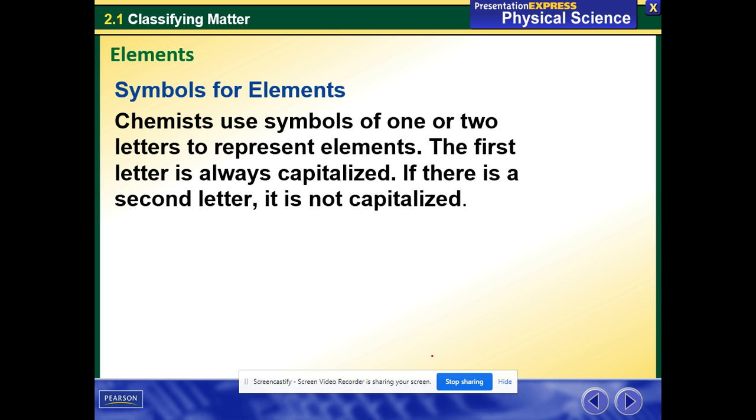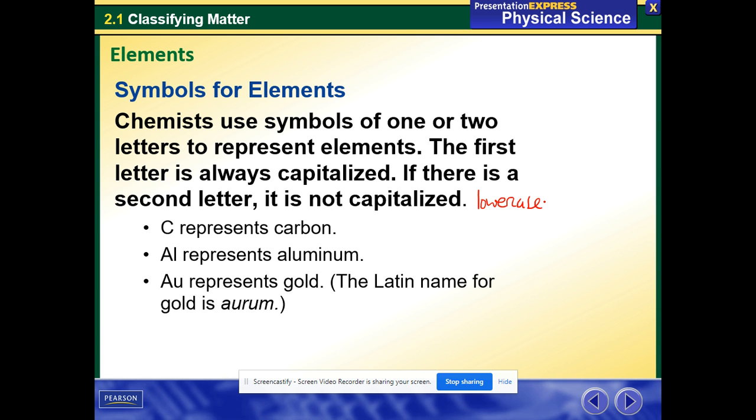So I kind of gave a brief overview that elements get symbols. Chemists use symbols of one or two letters to represent these elements. That first letter is always capitalized, and the second one is always going to be lowercase. Like we stated in the previous slide, the capital C is for carbon, Al is for aluminum, and gold, for example, gets the symbol Au.